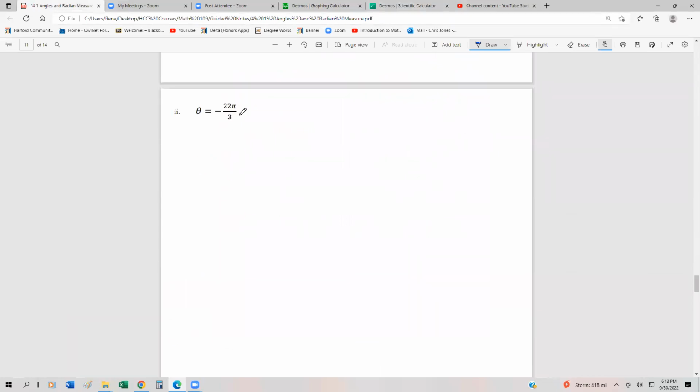We have negative 22 pi over 3. Once again, let's start with letter B and convert this into degrees, so that we can plot this. We're going to take our negative 22 pi over 3 and multiply that by 180 over pi. The pi's cancel out, and then we just go into our calculator.